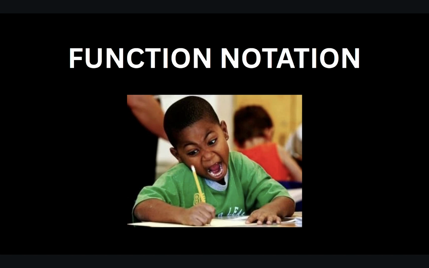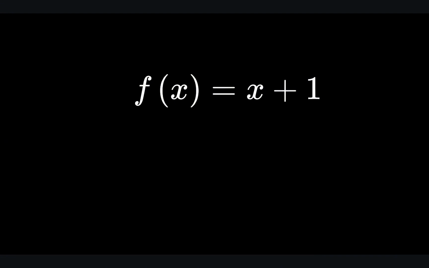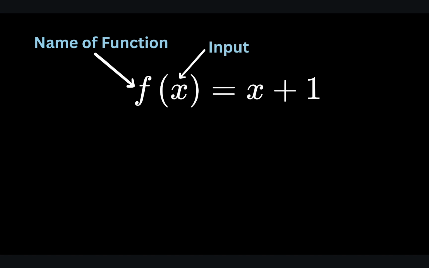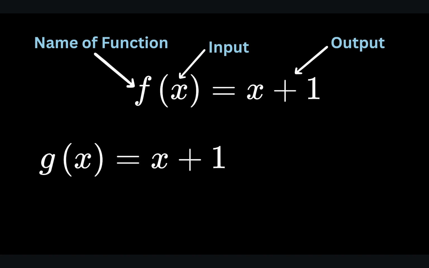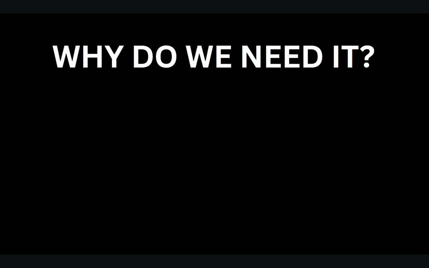Function notation. Since now you're in high school, we need to level the playing field. And instead of using y, we use this, where f refers to the name of the function, x is your input, and whatever is behind the equal sign is your output. So in this case, g is the name of the function, and t is your input.